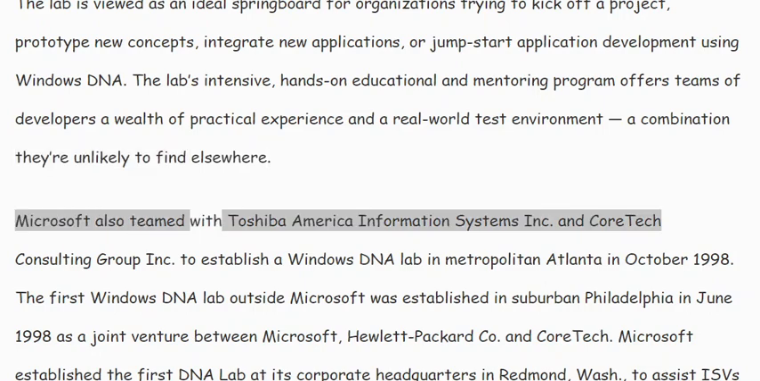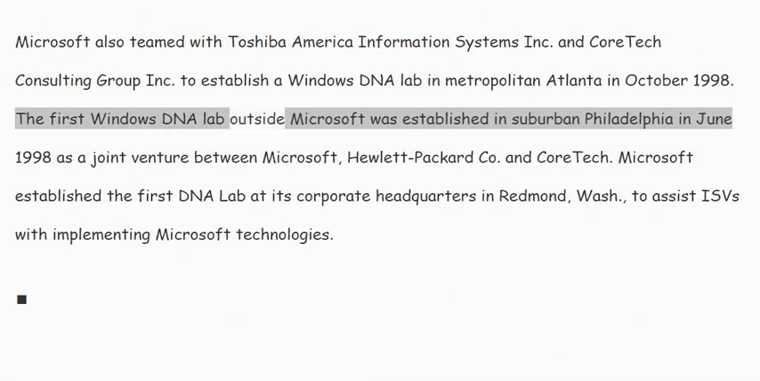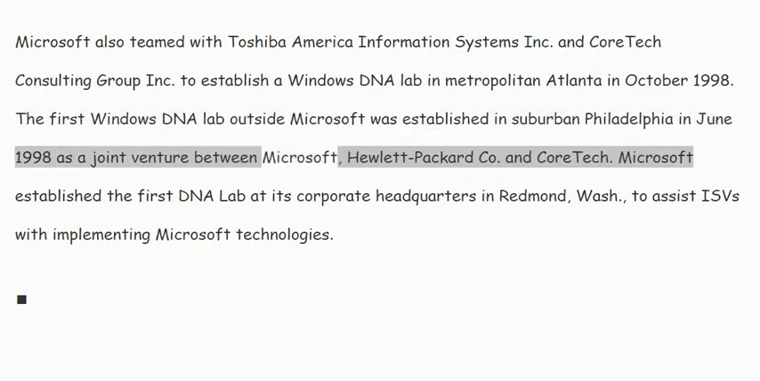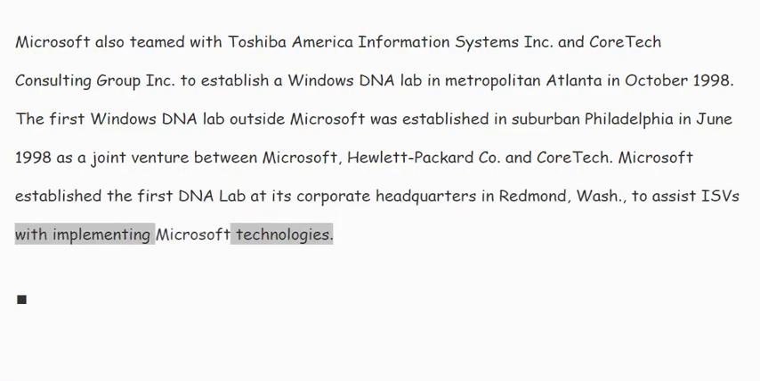Microsoft also teamed with Toshiba America Information Systems Incorporated and Cortec Consulting Group Incorporated to establish a Windows DNA lab in metropolitan Atlanta in October 1998. The first Windows DNA lab outside Microsoft was established in suburban Philadelphia in June 1998 as a joint venture between Microsoft, Hewlett-Packard Co. and Cortec. Microsoft established the first DNA lab at its corporate headquarters in Redmond, Wash, to assist ISVs with implementing Microsoft technologies.